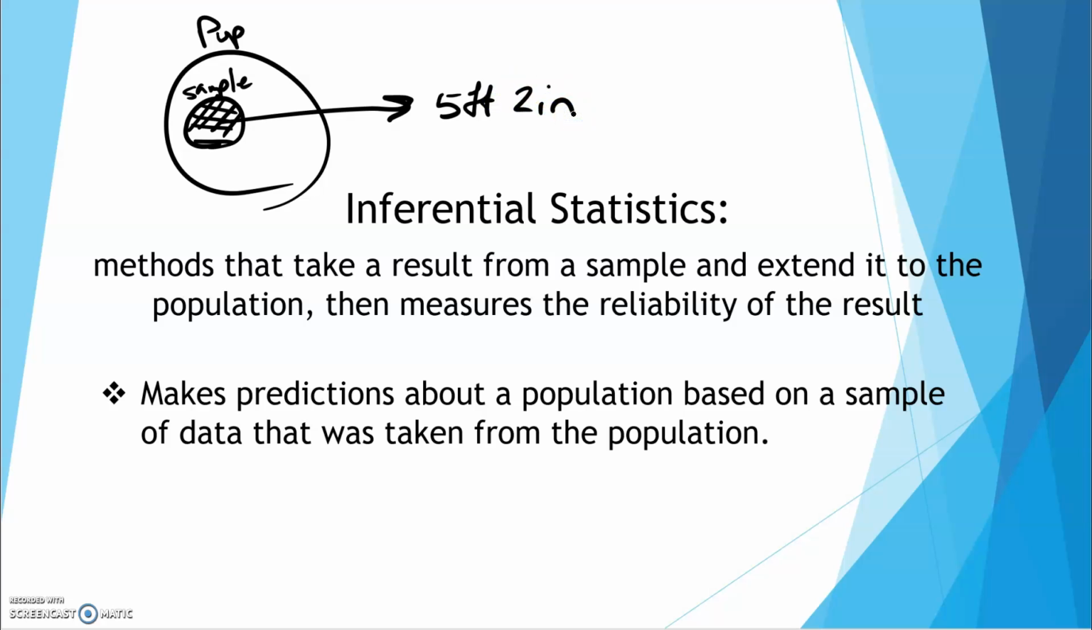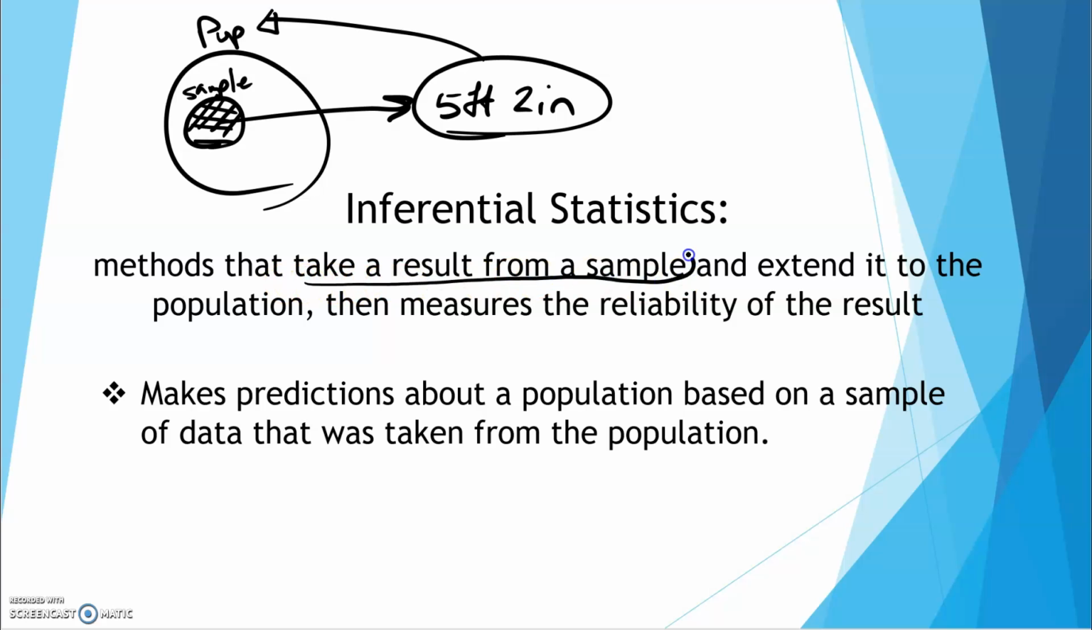Okay. So I found that just from these people in here. I didn't find it from everybody. So the average is 5 feet 2 inches. Now what I'm going to do is extend what I know from the sample to the entire population. So I'm going to say on average, everybody in that classroom is about 5 feet 2 inches. So see here, it says you take a result from a sample and you extend it to the population, which is what we did right here. Okay, that's called inferential statistics.